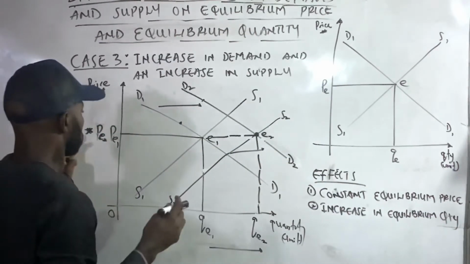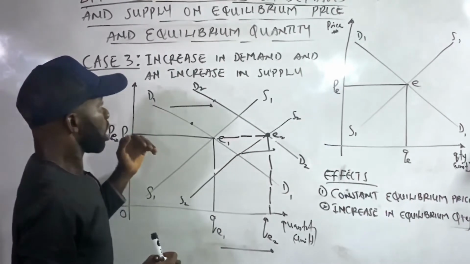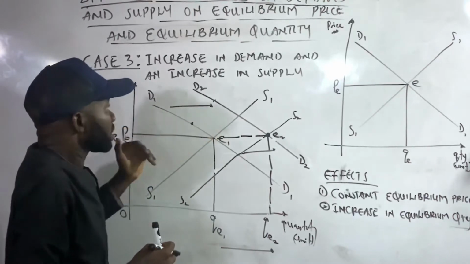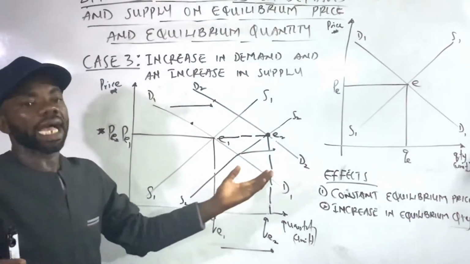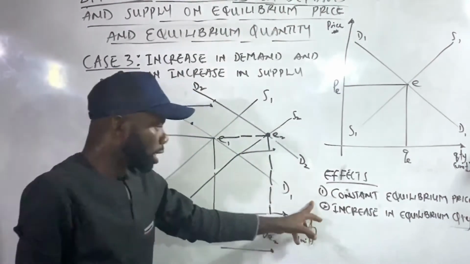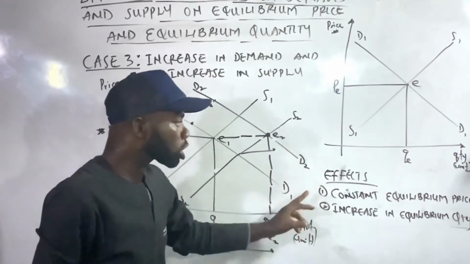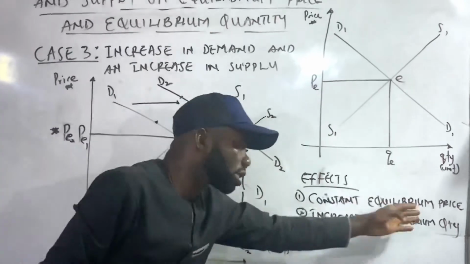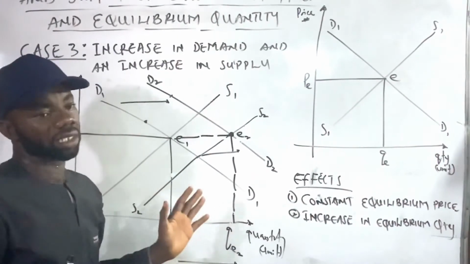So, for a question with an increase in demand and an increase in supply will lead to dash. This is the correct option you should look for. Look out for the option that has no change in equilibrium price, which is constant equilibrium price, and then an increase in equilibrium quantity. And that will give you a perfect answer.